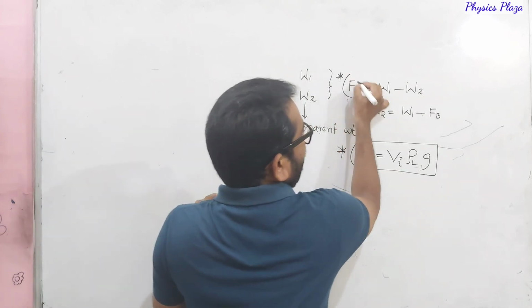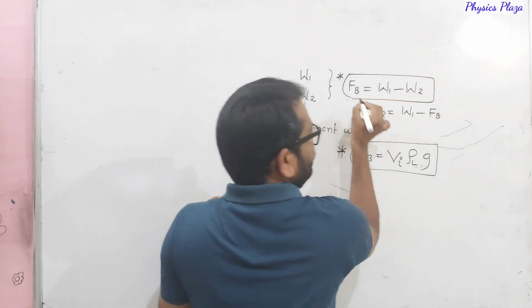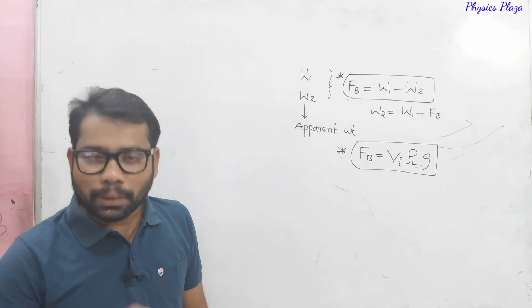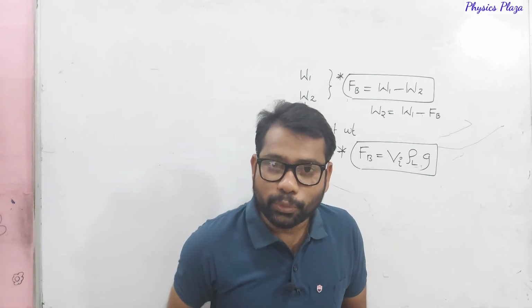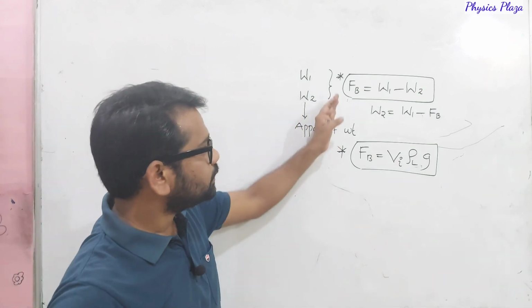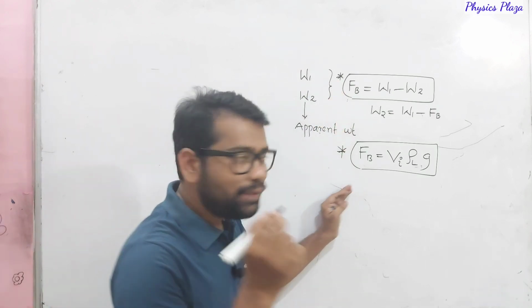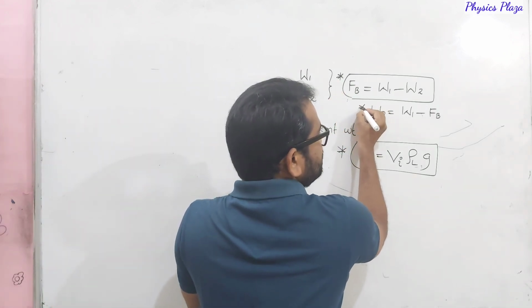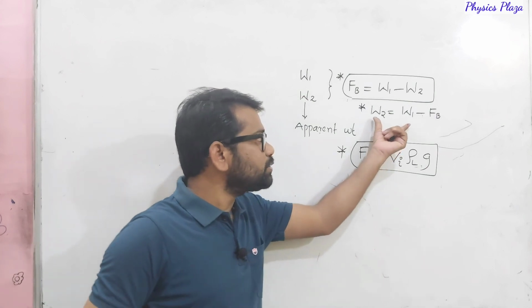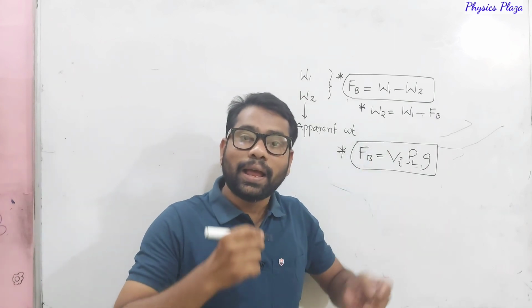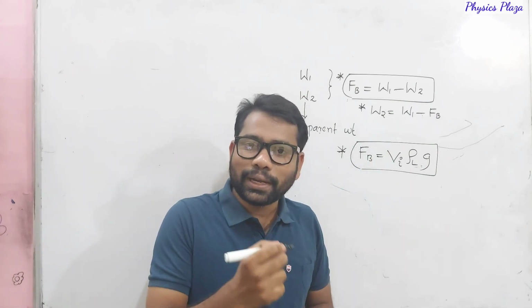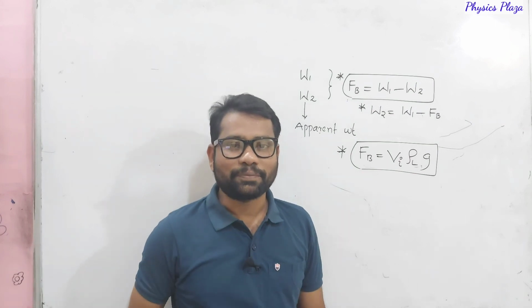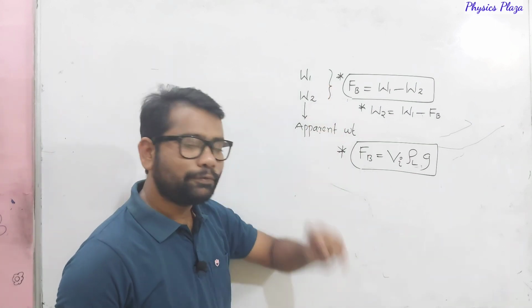Children, these two are very important formulas to calculate the buoyant force. In most of the numericals, we are going to use either this formula or this formula. In some cases, we use this formula also. For what do we use this formula? To calculate the apparent weight of the body. Okay? Fine. This is about buoyant force.